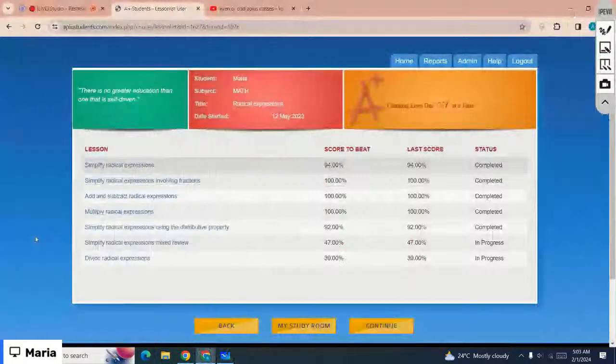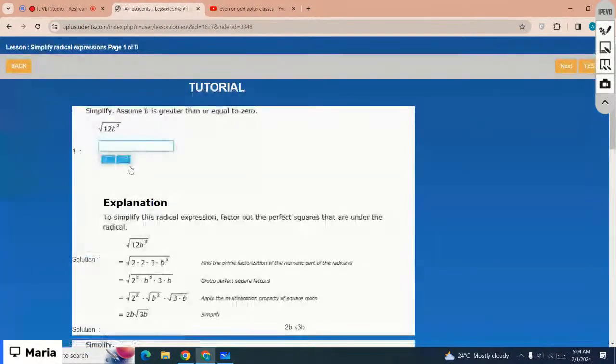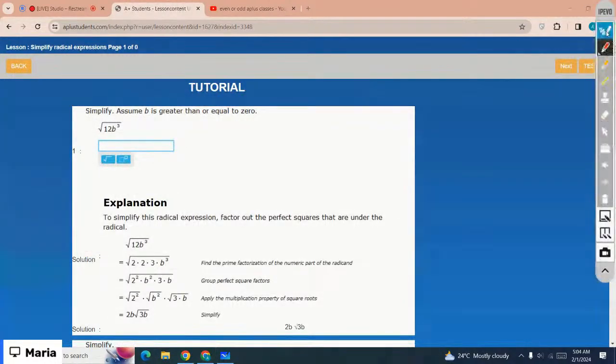Here I am on grade 9 math. The chapter we're working on is radical expressions. Let's just start with the first lesson, that is simplify radical expression. Radical means, this is known as the radical, right? So expressions that include the square root sign are the radical expressions, right? Simplify. Assume b is greater than or equal to 0.